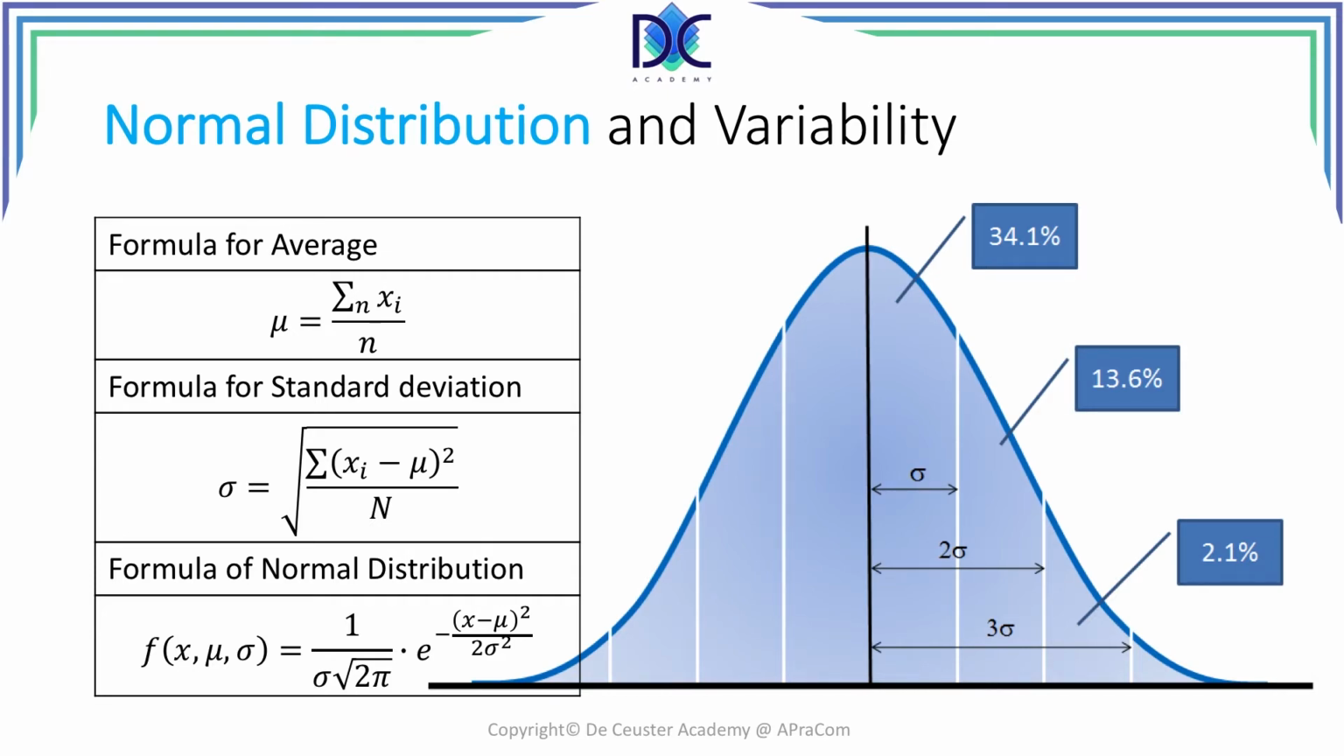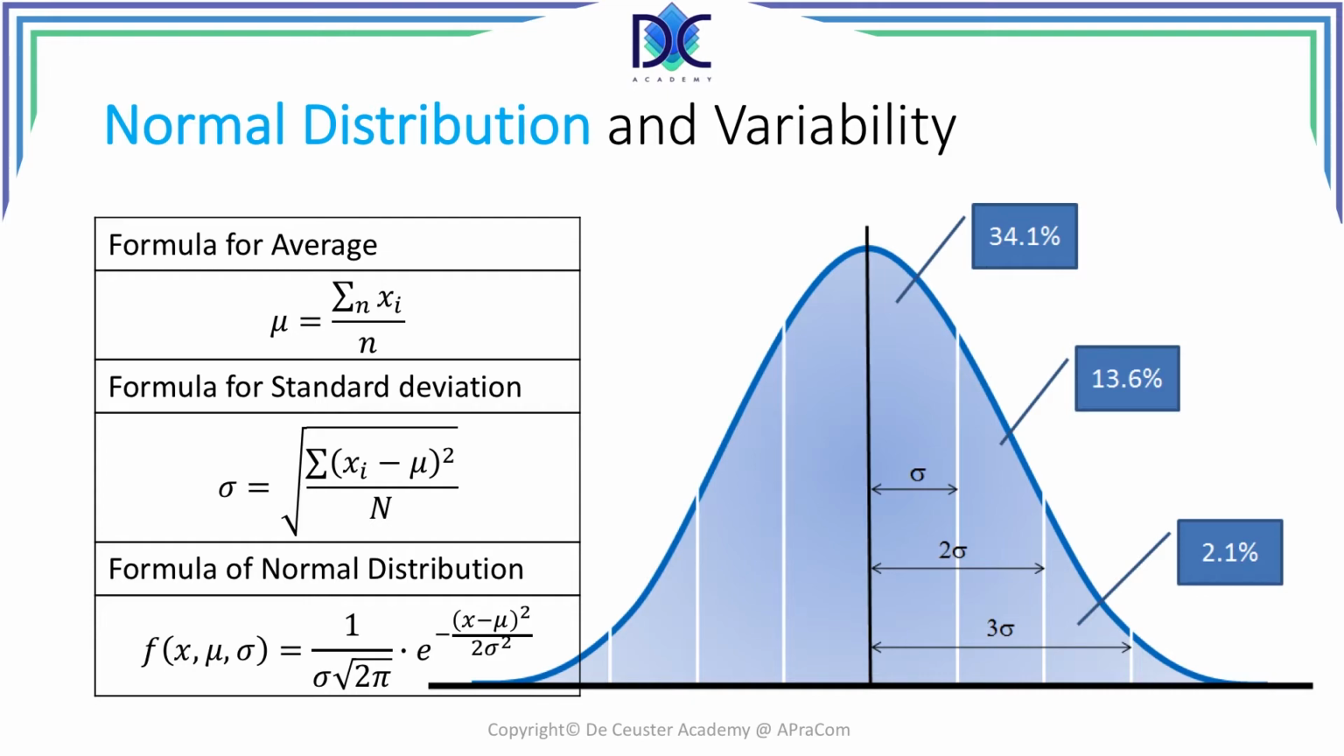When you look at the right-hand side, you see sigma, 2 sigma, and 3 sigma. Now, what does it represent? The dark line in the middle is the average. The first white line represents the position average plus sigma. It contains all the measurements which are situated between the average and the average plus 1 sigma. And this represents 34.1% of the entire surface of the graph.